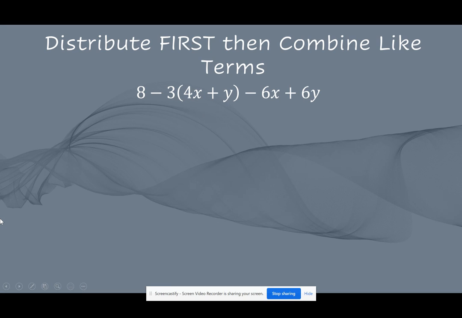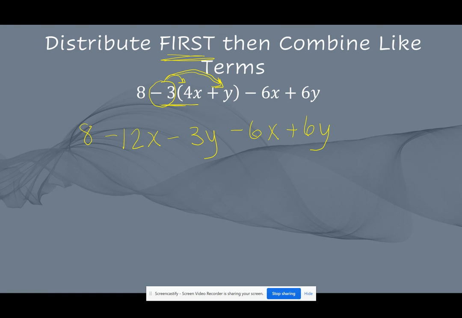Now we're going to combine this all together. We're going to distribute and combine like terms. So whenever you're asked to simplify an expression, you always want to distribute first before you combine any like terms. So if we look at this problem, this whole -3 is being distributed into the parentheses because you always have to include the sign in front. So we're going to just copy down the 8. We have -3 times 4x is -12x. And then -3 times positive y is -3y. You're going to copy everything else down.